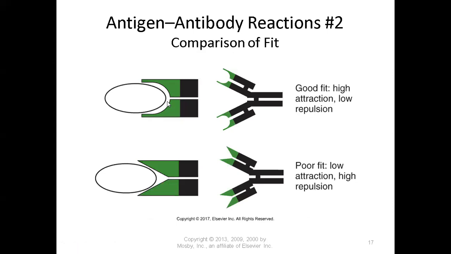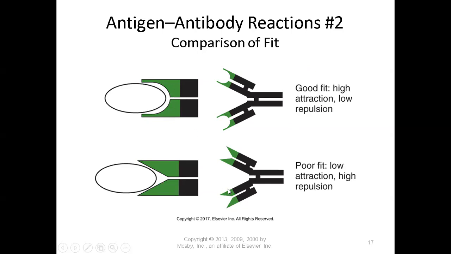So once again, we have a diagram from our book, and this is a comparison of fit. We kind of looked at this previously. When we look at the antibody in the first picture, we see the Fab is rounded, and we see how it's going to bind to its target antigen. This is a really good fit. So there's going to be high attraction, low repulsion. There's going to be strong avidity, strong strength of that interaction, because they're fitting like a finger in a glove, so to speak.